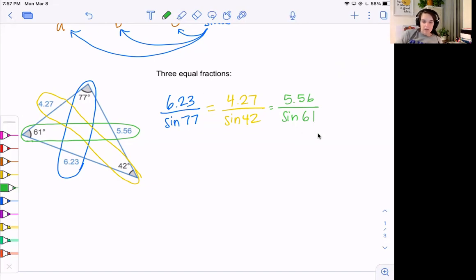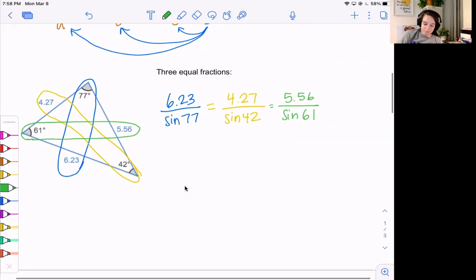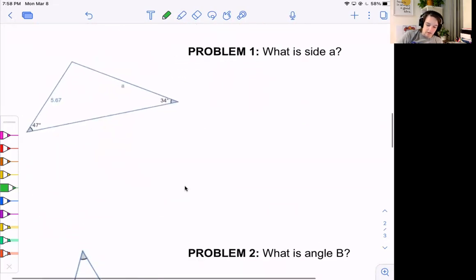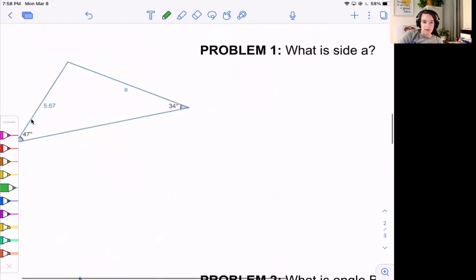So if we are trying to solve a problem like this one, go ahead and take a moment to draw your triangle. We have angle 47, angle 34, and then these are actually our sides. So we can write them on the outside where they go, 5.67 and A. So it says, what is side A? I'm trying to find out what side A equals. So I'm going to put A on top.